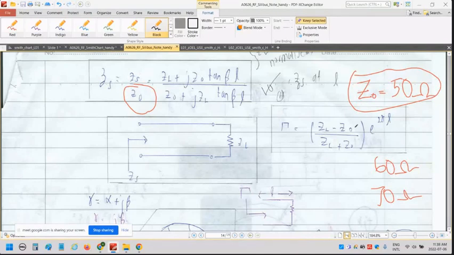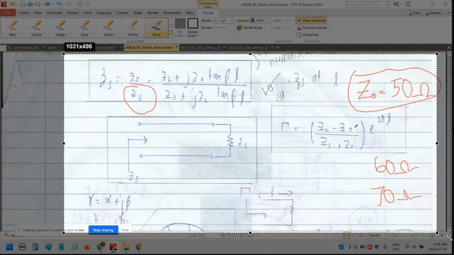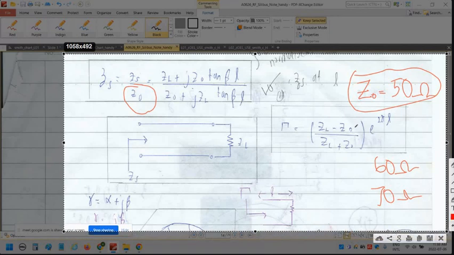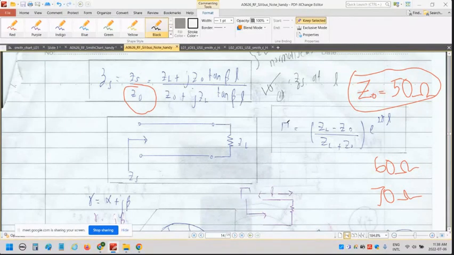This one is tau, the reflection coefficient. Tau equals ZL minus Z0 divided by ZL plus Z0, multiplied by e to the power of 2 gamma L. This symbol is tau. And then about the Zs here, the source.